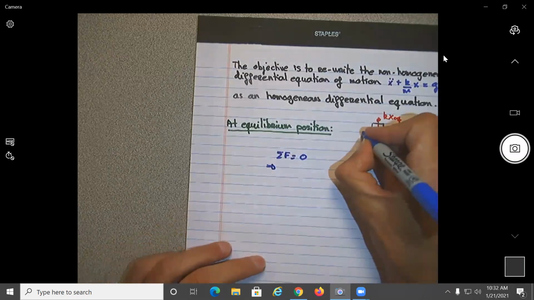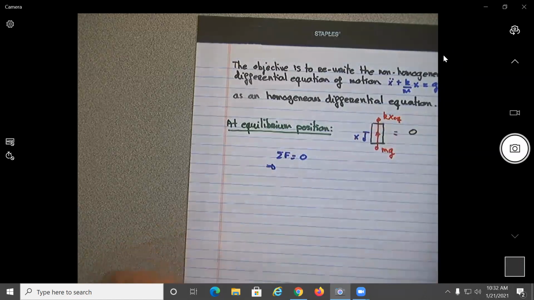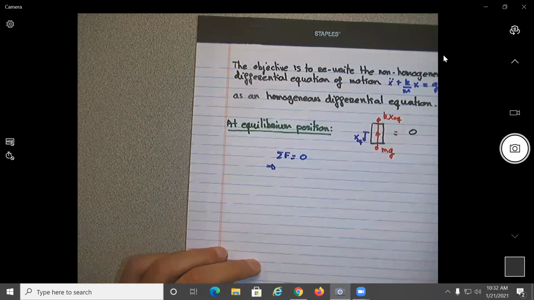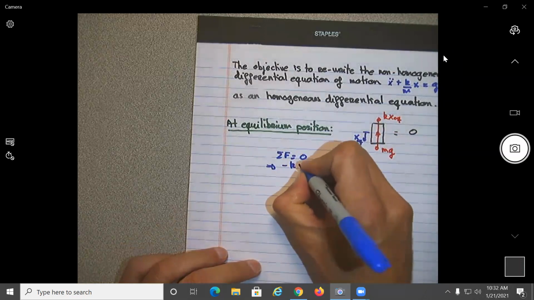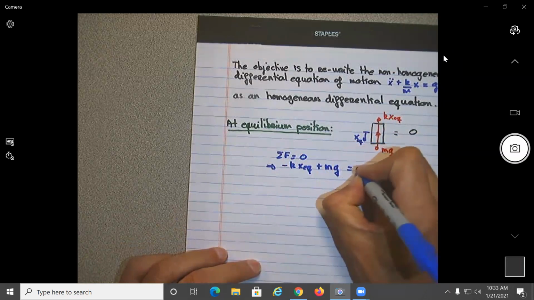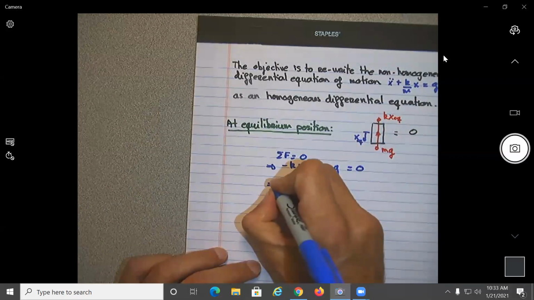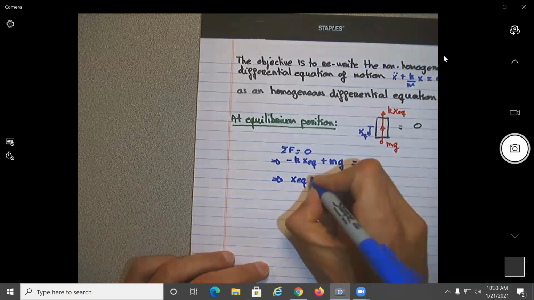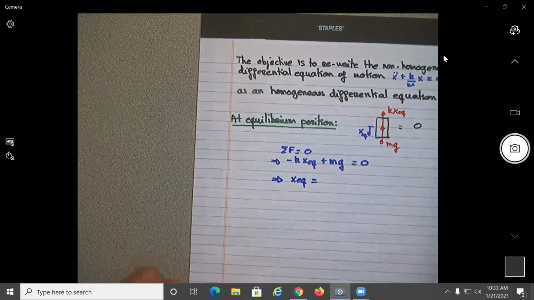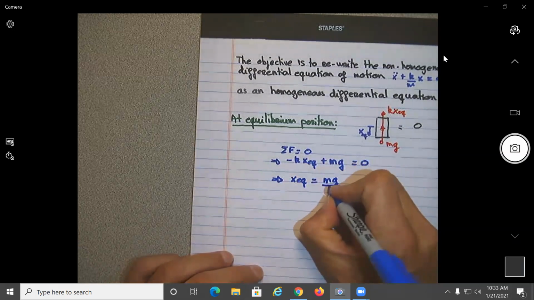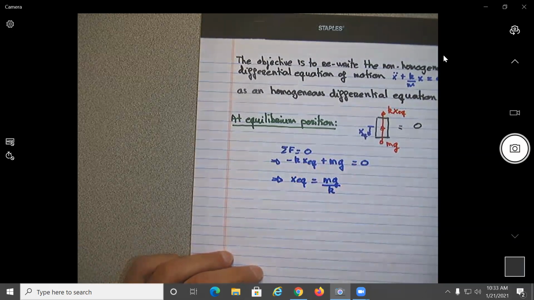Okay, and again, we need to specify the coordinate system, so it will be the x equilibrium. We will have minus k x equilibrium plus mg equal to 0. Or solving, we'll find the x equilibrium will be equal to mg over k. All right?